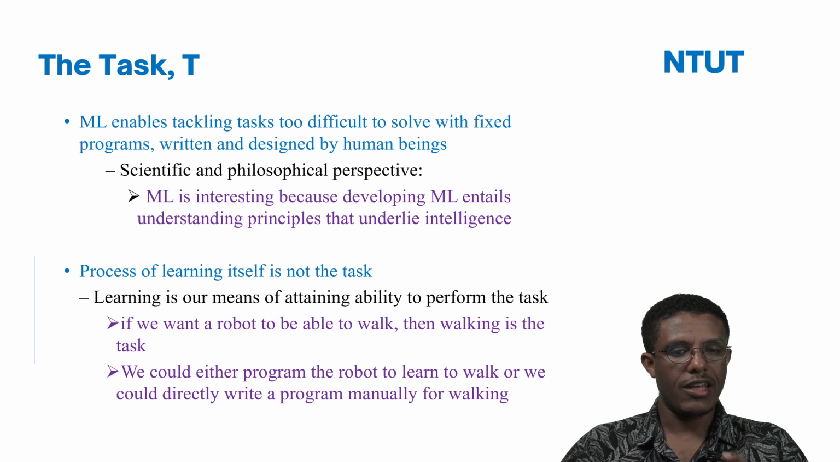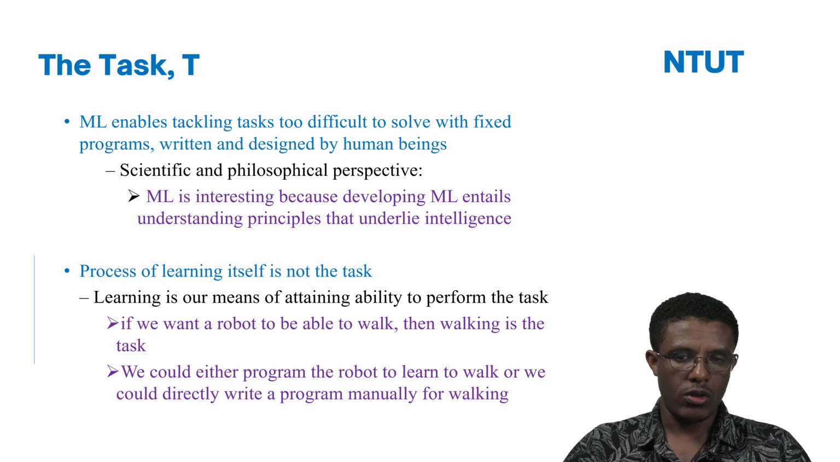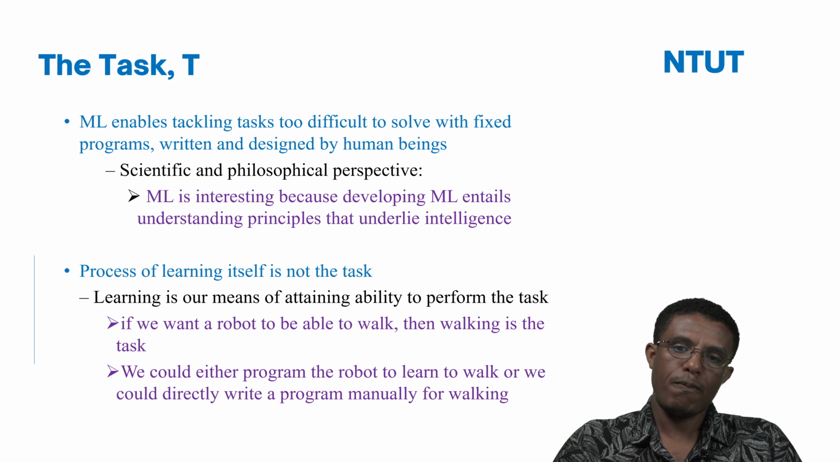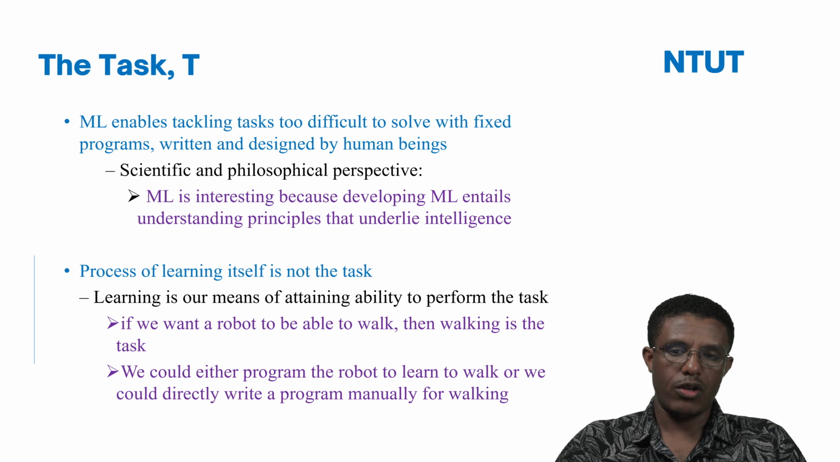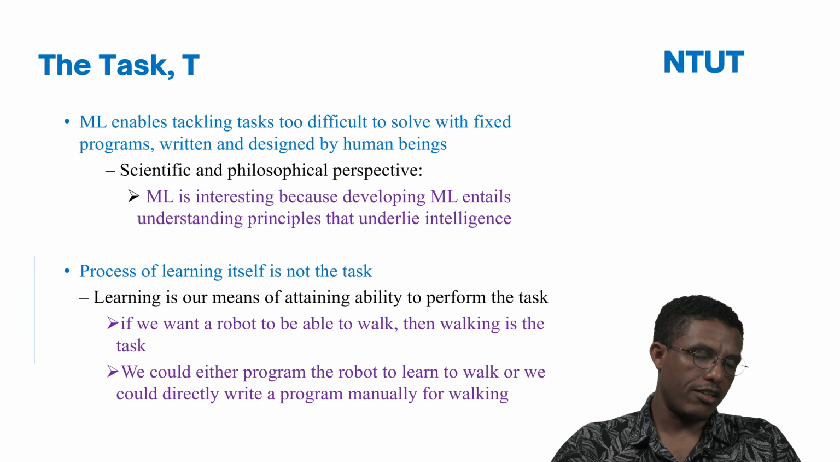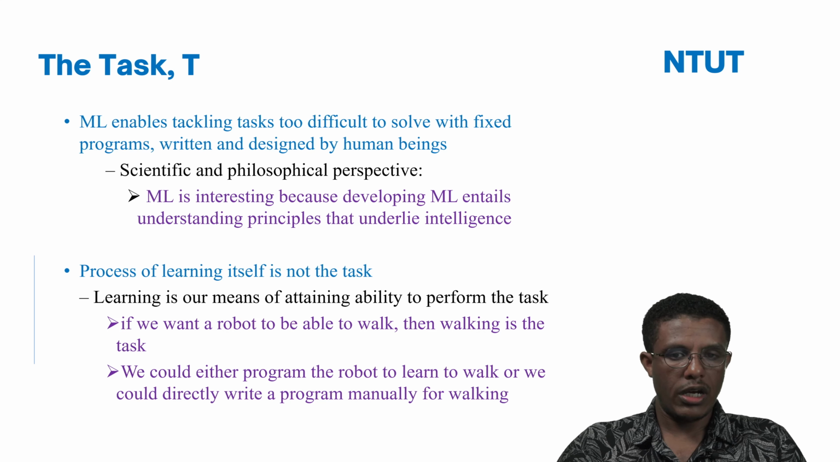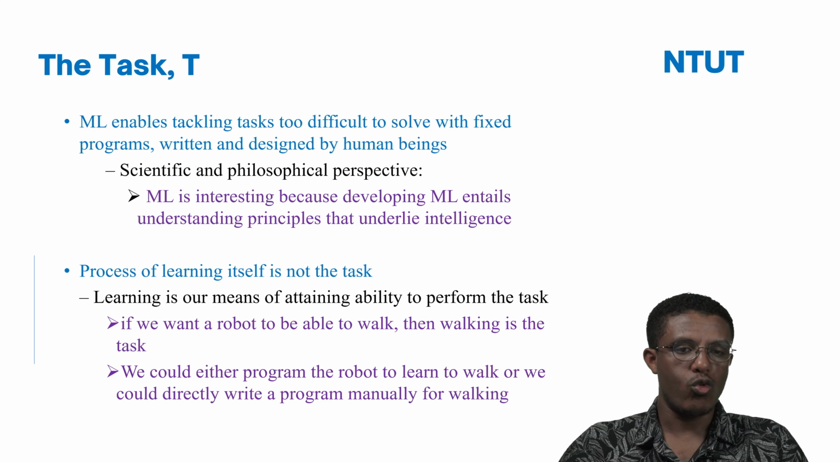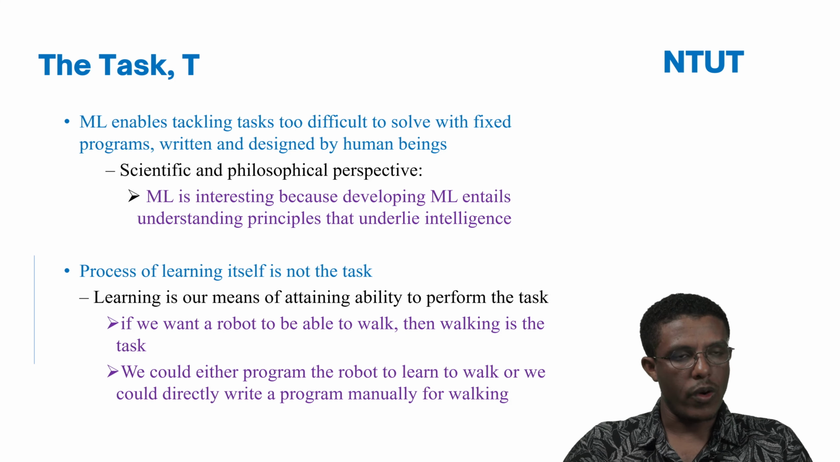In order to attain these tasks, we learn from different experience, from data, or from observation. For example, if we want a robot to be able to walk, then walking is the task. In order to make the robot walk, it has to learn how to walk, the movement and the direction, and it should be shown how to walk before the final output.